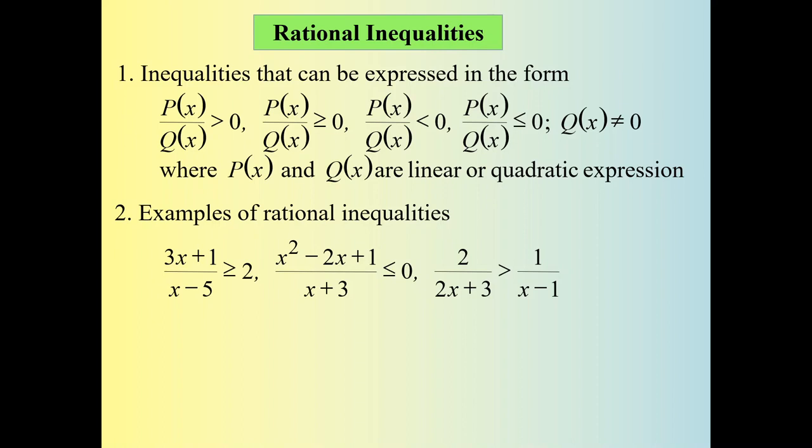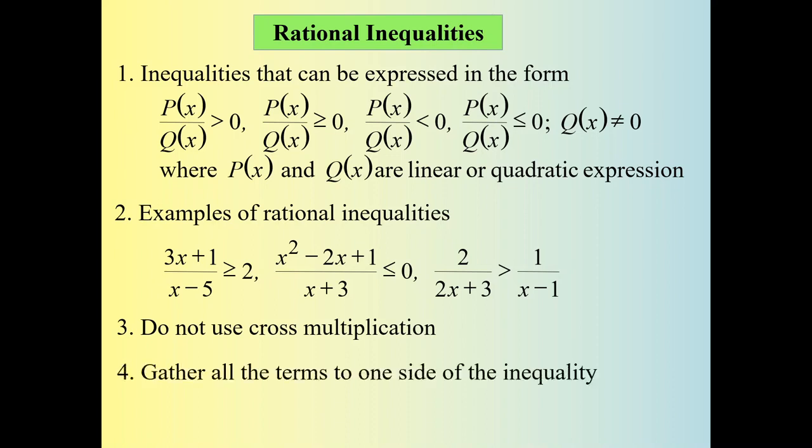and so on. When solving rational inequalities, make sure that you do not use cross multiplication. This is because we do not know the sign of the algebraic expression. Then we gather all the terms to one side of the inequality and solve by using any suitable method.